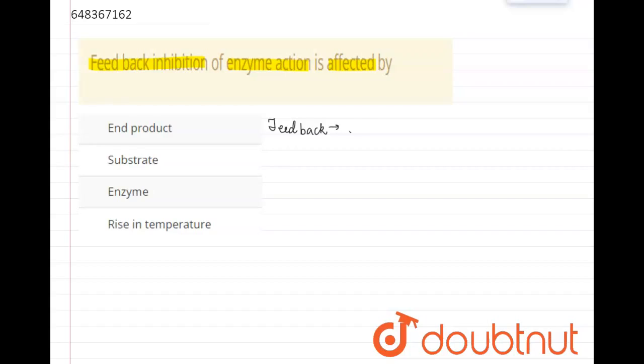Feedback is like a response, or you can say suggestion. Now, in terms of biology and enzyme action, you can observe that a feedback is achieved when the products start forming.